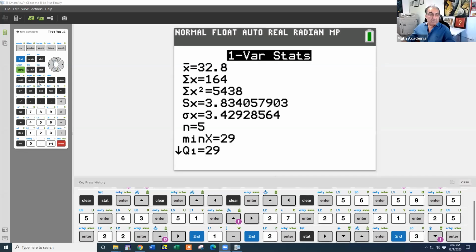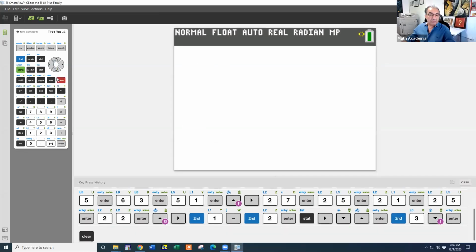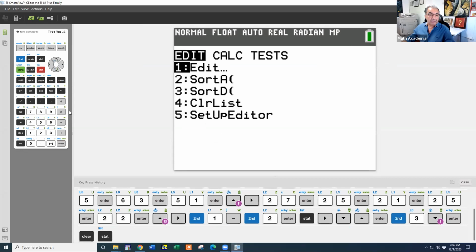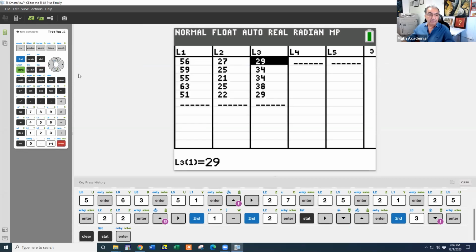For problems like this, let me share the calculator. So let's clear that. So you go to stat first, edit, and let's clear this again.